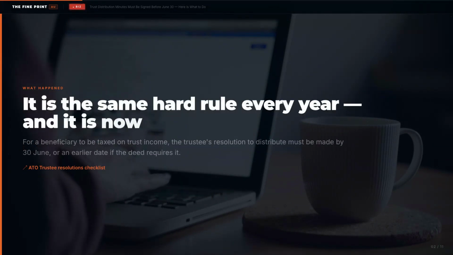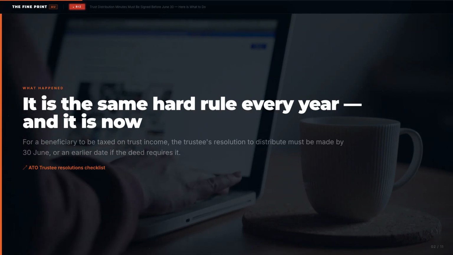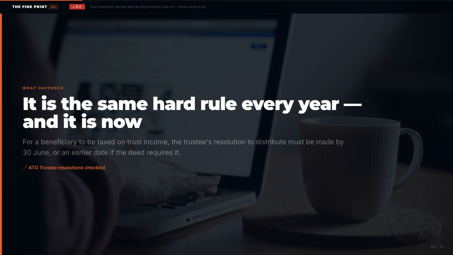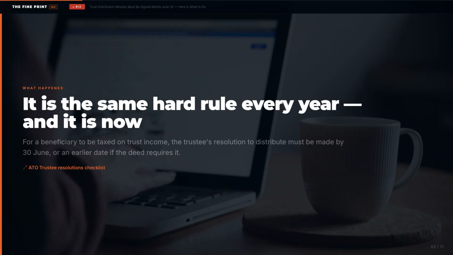This is not a new law, but it is a hard annual deadline, and we are right on top of it. The ATO is clear. A resolution making beneficiaries entitled to trust income is only effective if it is made by the end of the income year, which is 30 June. Some deeds even require an earlier date, like 28 June, so the deed wins.